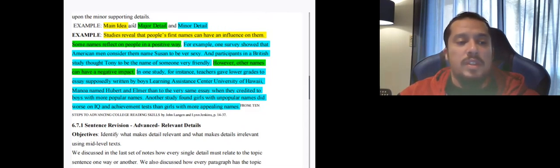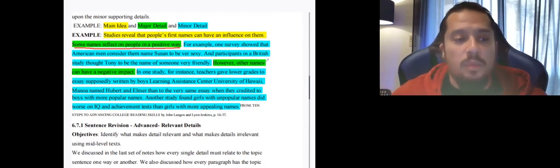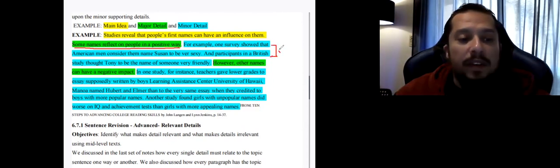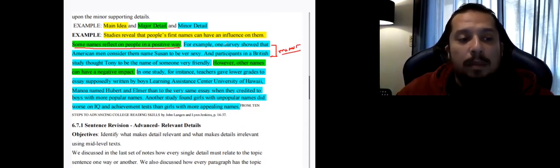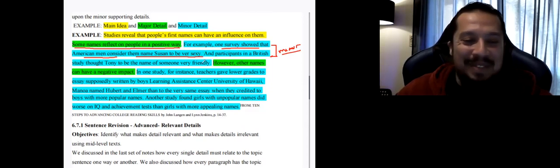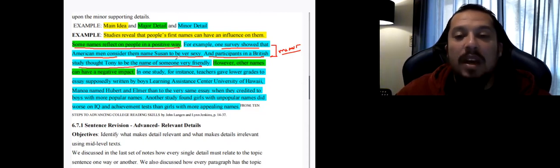Let's look back at major detail number one. Some names reflect on people in a positive way. Now look at the very specific example of a minor detail. For example, one survey showed that American men considered the name Susan to be very attractive. And participants in a British study thought Tony to be the name of someone very friendly. You see how the minor detail supports the major detail. It supports the topic sentence.